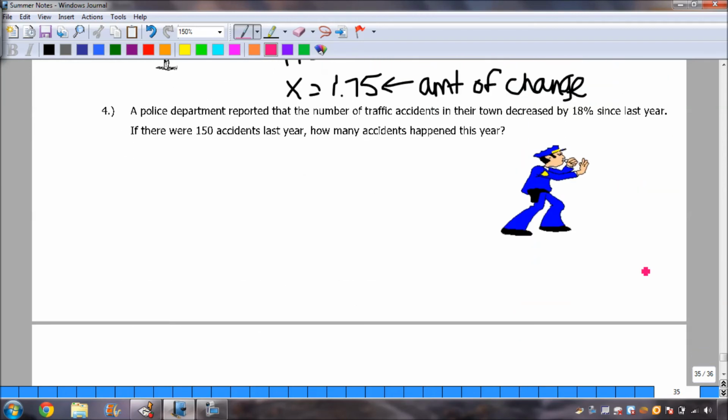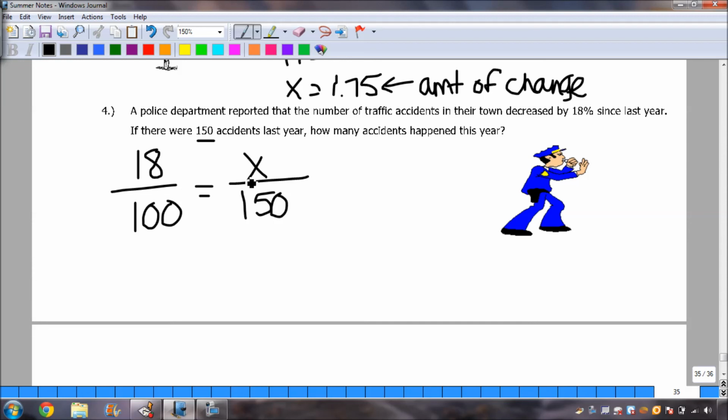Okay? Last one, number 4. A police department reported that the number of traffic accidents in their town decreased by 18% since last year. If there were 150 accidents last year, how many accidents happened this year? So, I know the percentage. I know that there was a total of 150 last year, so that's the original, right? And I'm going to call this x.